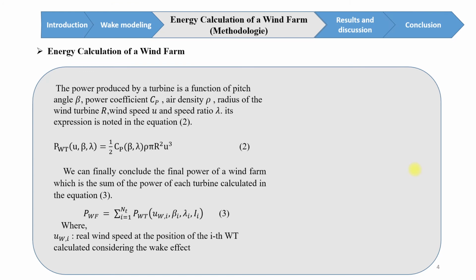And we can finally conclude the final power of a wind farm, which is the sum of the power of each turbine, calculated in equation number 3, where U_we is the real wind speed at the position of the wind turbine, calculated considering the wake effect.